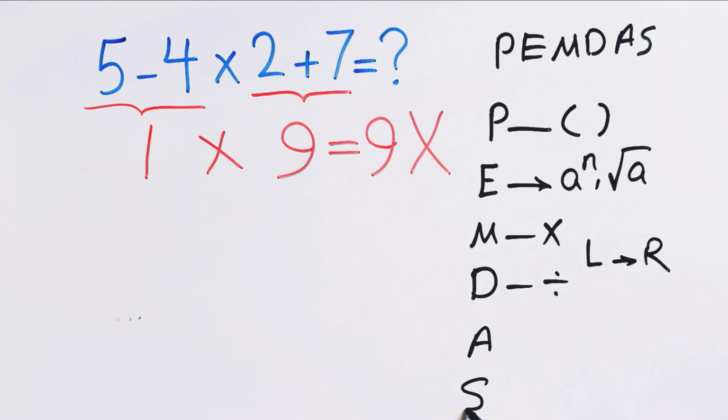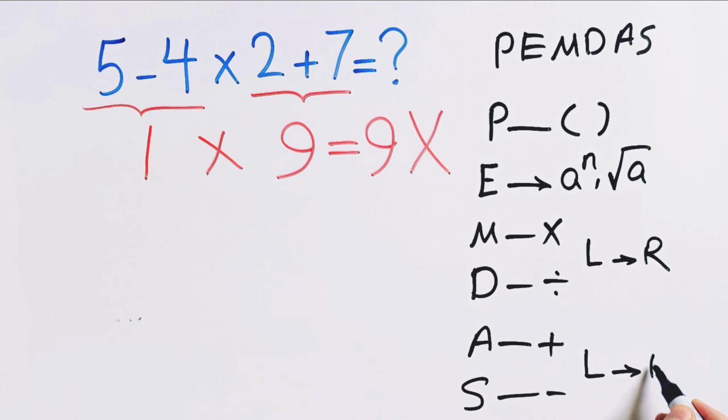Finally, you get A and S for addition and subtraction, which work the exact same way. You just finish them up from left to right.